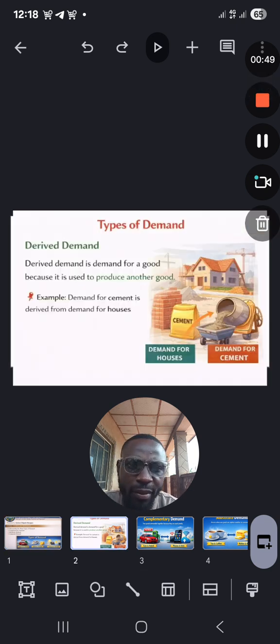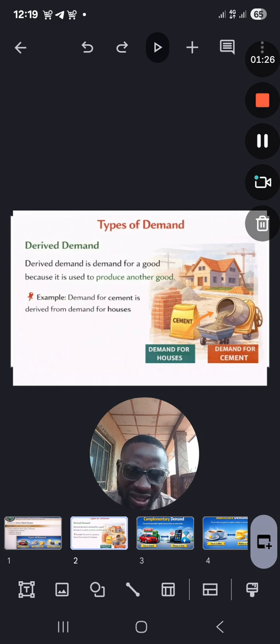Now, what do we mean by derived demand? Derived demand is a demand for a good because it is used to produce other goods. And in some other definition, it is said that derived demand is when a commodity is wanted not for its own satisfaction, but for the satisfaction of other commodities. Let's take, for instance, the demand for cement because of the demand for a house. Labor is also a derived demand.